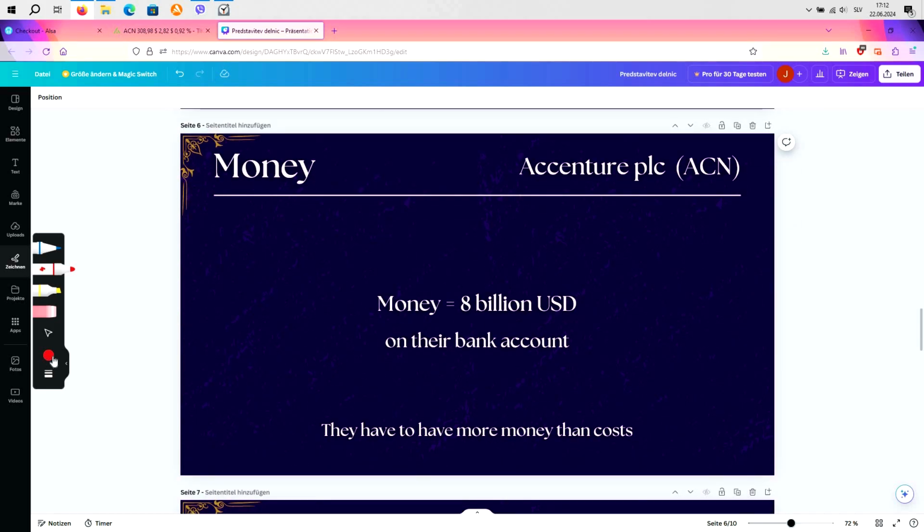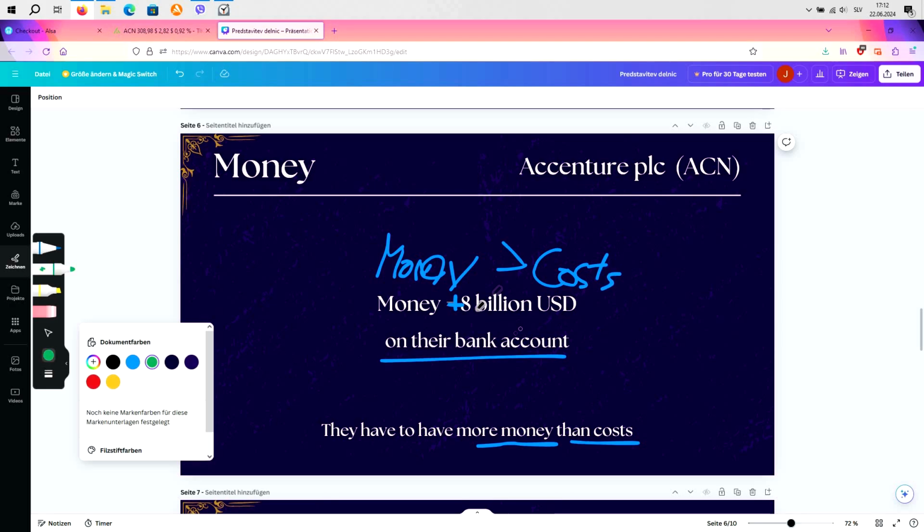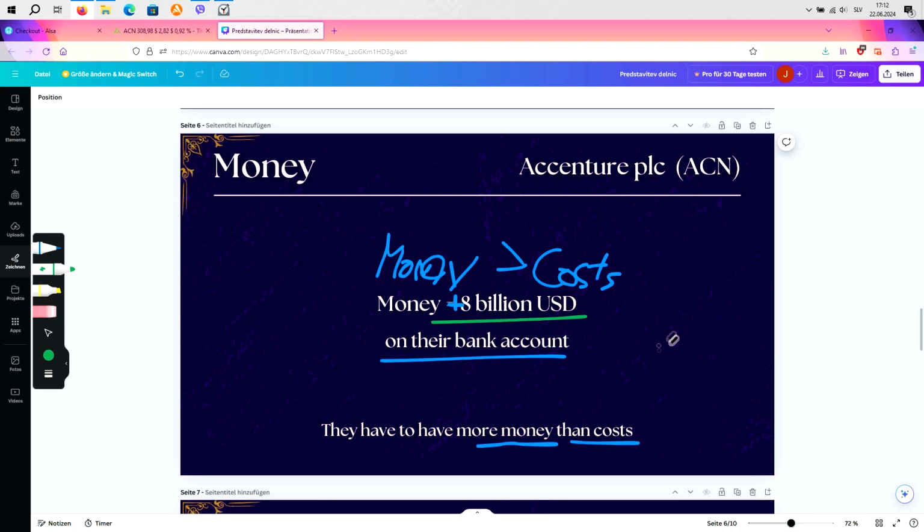Now we come to the money, and with the money, I mean money in their bank account. And generally, bro, money has to be higher than the costs. Now, how can we decide whether money is higher than costs? It's very simple. We just take a look at the money here. Altogether, they have $8 billion in their bank account. And you can see that this is actually in plus, which means that money is higher than costs. So that's a good sign, bro, because whenever they have to pay something, they have money, quite obviously. So money is also good to go, okay?